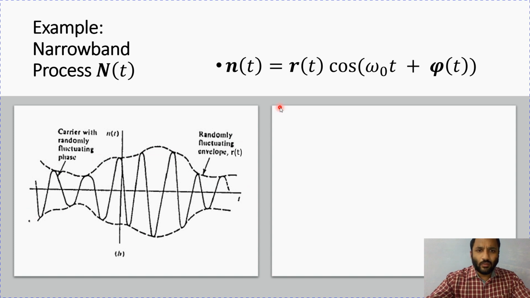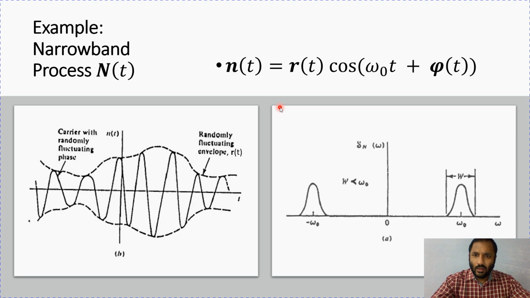Now, what will be the power density spectrum of such a signal or such a process capital N of t? Look at this. You can clearly see in this diagram that the width of the bandwidth of this process is W, and it is very small. The width W is very small compared to the value of omega naught. This is exactly shown in this diagram. This is an example of a narrowband process.